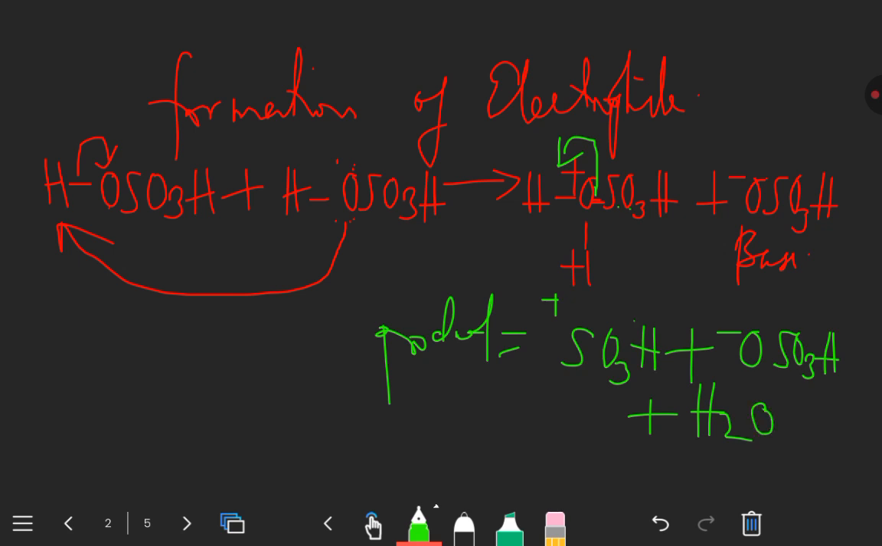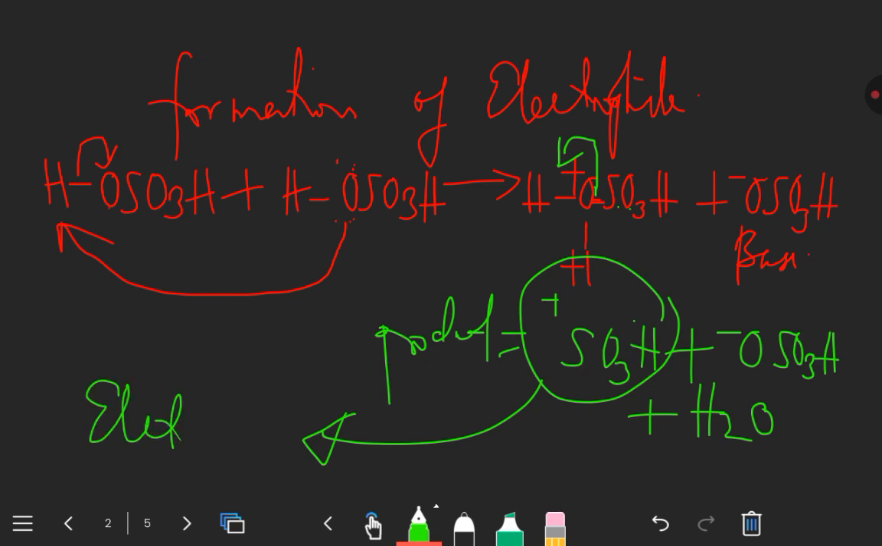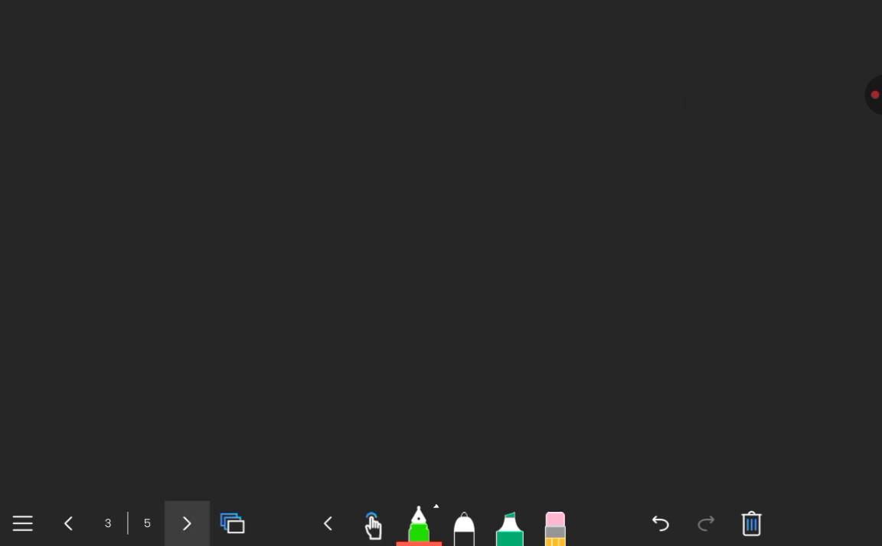So now take note that this is what we are interested in. This is basically our electrophile. Then we'll just use this as our base. So take note of that. So that will be our base. Now let's look at the sulfonation. How is sulfonation going to take place? So sulfonation now.